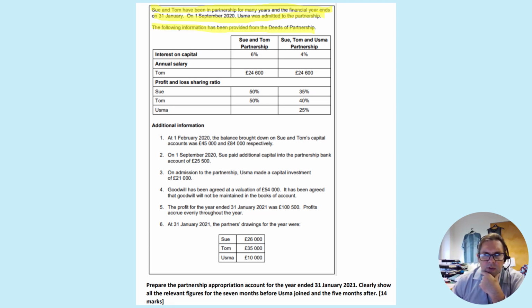So we've got the following information from the deed of partnership. So we've got all the interest on capital, salaries, and profit sharing for when it was just Sue and Tom, and then how it's changed when Uzma joins. It's really important that we look at all the information in these 14 mark questions. They're what we call AO2 questions, so there will be some information which we don't need, but we need to deal with what's there and what's relevant.